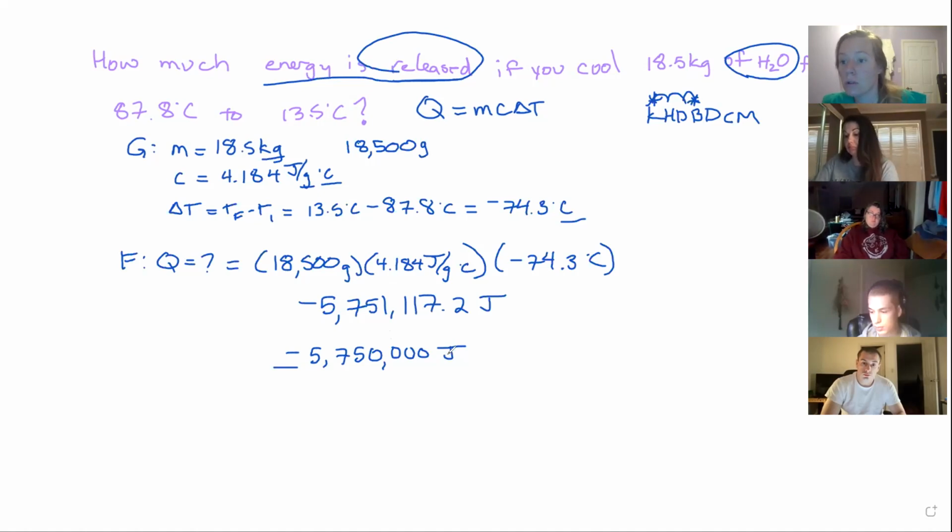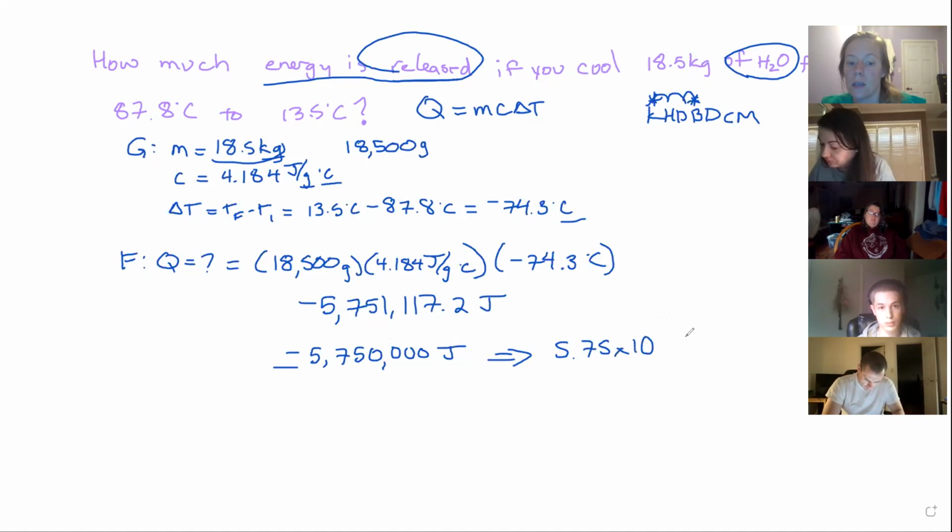So it's still a lot of joules because it's like a good amount of water, right? I mean, 18.5 kilograms of water. It's a few pounds of water. It's a pretty big temperature change. You know, we're changing by 74 degrees Celsius. That's a lot. And the heat capacity of water is large. So we would expect that to be a big amount of energy. If you wanted to write this in scientific notation, or it was asking, 5.75 times 10 to the 6th joules.